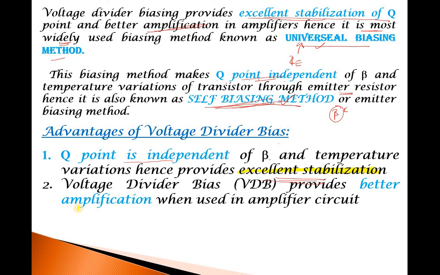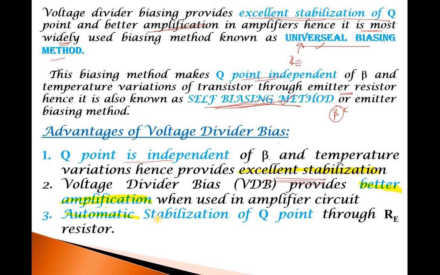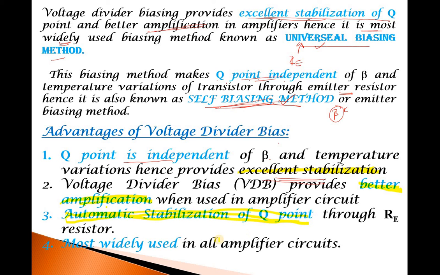Then, voltage divider bias provides better amplification. Why better amplification? When the Q point is fixed, it will not change. Means by any chance there is no chance for getting unfaithful amplification. Hence, it provides better amplification. Next, it makes the stabilization of Q point automatic. That means we need not do anything. Once the circuit is designed, automatically it takes care of Q point. And it is most widely used. Since it is most widely used, it has another name called universal biasing method.